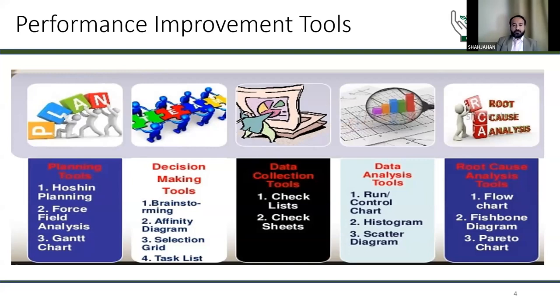After decision making, we are using the data collection tools. In data collection, we are using the key performance indicators and checklist. After data collection, we have the tools for data analysis. During data analysis, we are using run chart, control chart, histogram, and scatter diagram. And after we have the data available, we are using the tools for root cause analysis. If there's any problem coming in the run chart and there's a variation in the data, then we will use the root cause analysis tools. In the root cause analysis tools, we are using the flowchart, fishbone diagram, and Pareto chart. So now we will discuss one by one.